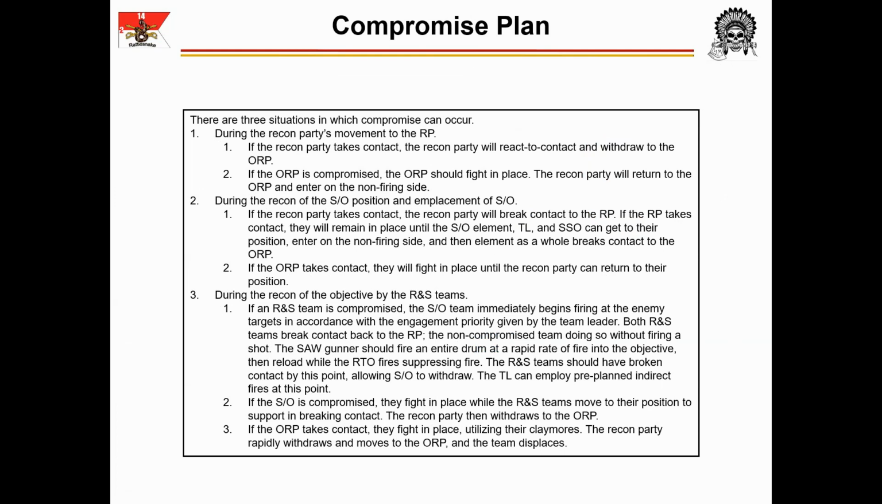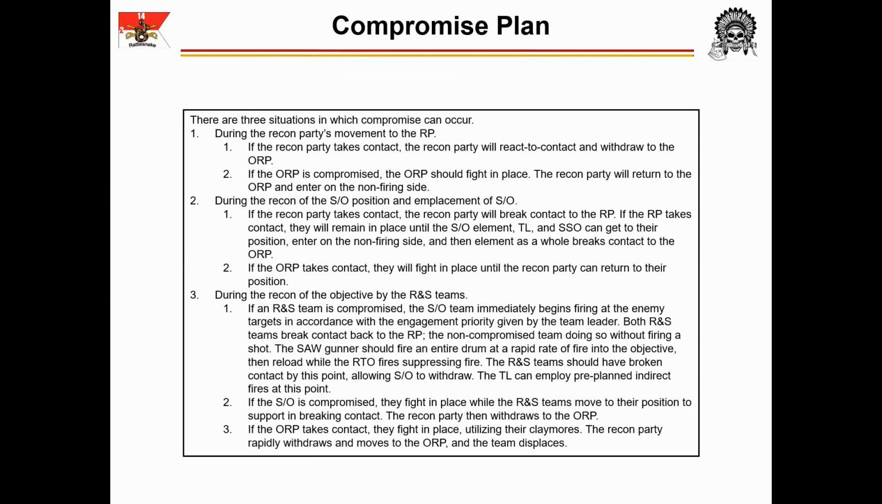There are three situations in the rest of the mission that compromise can occur. First, during the recon party's movement to the release point. If on this movement the recon party takes contact, the 6-man recon party will react to contact and withdraw to the ORP. If the ORP is compromised during the recon party's movement, the ORP should fight in place. The recon party will return to the ORP and enter on the non-firing side.